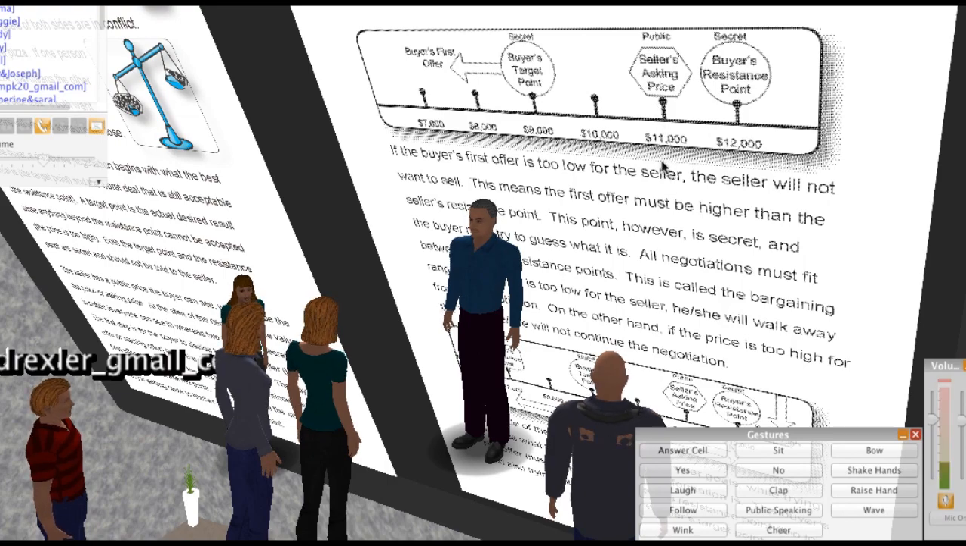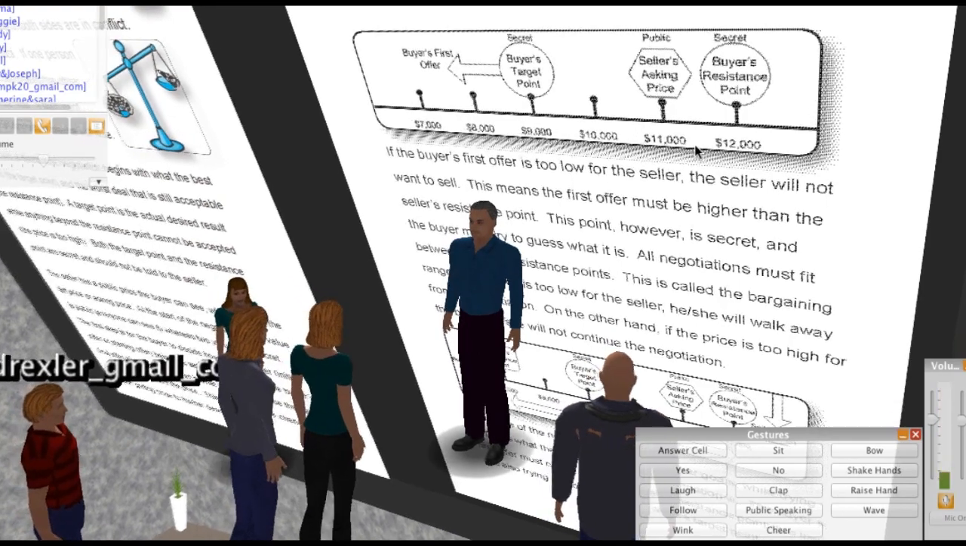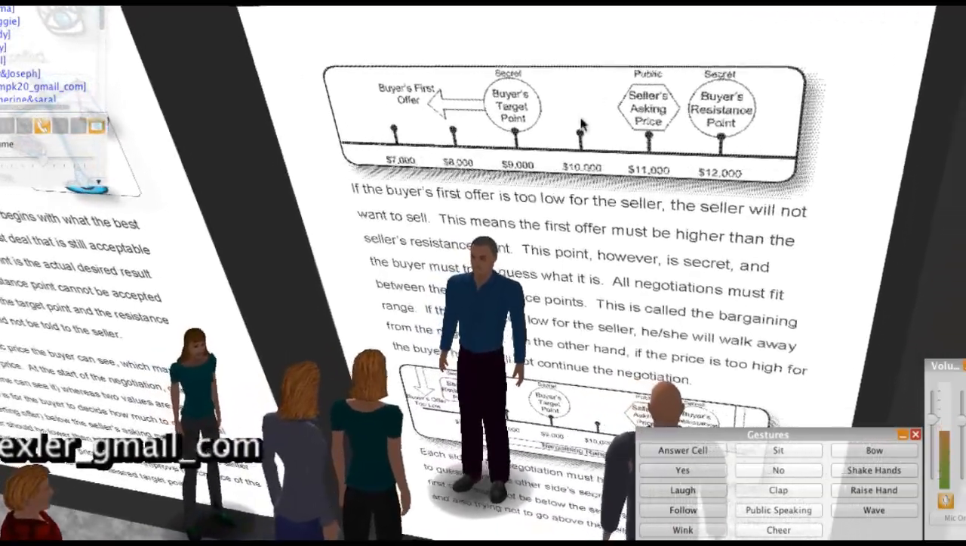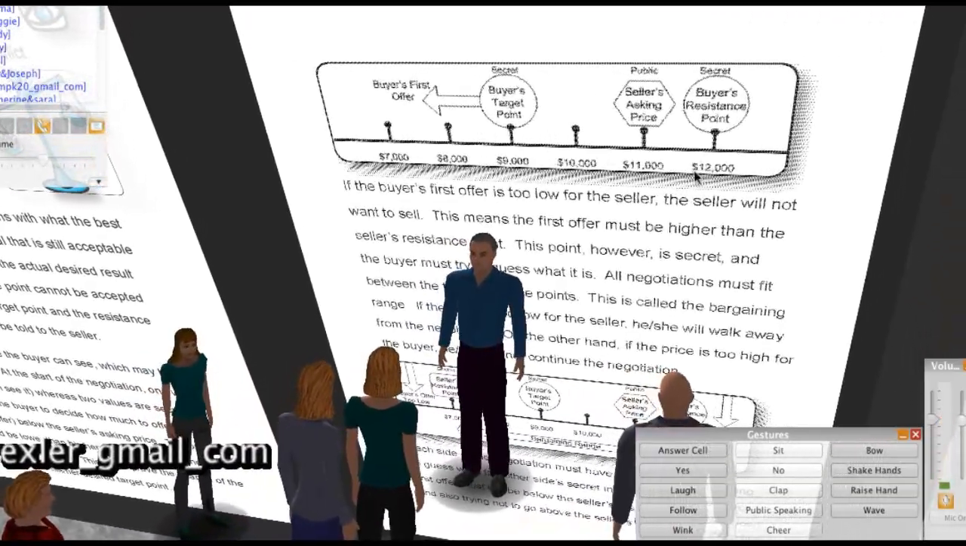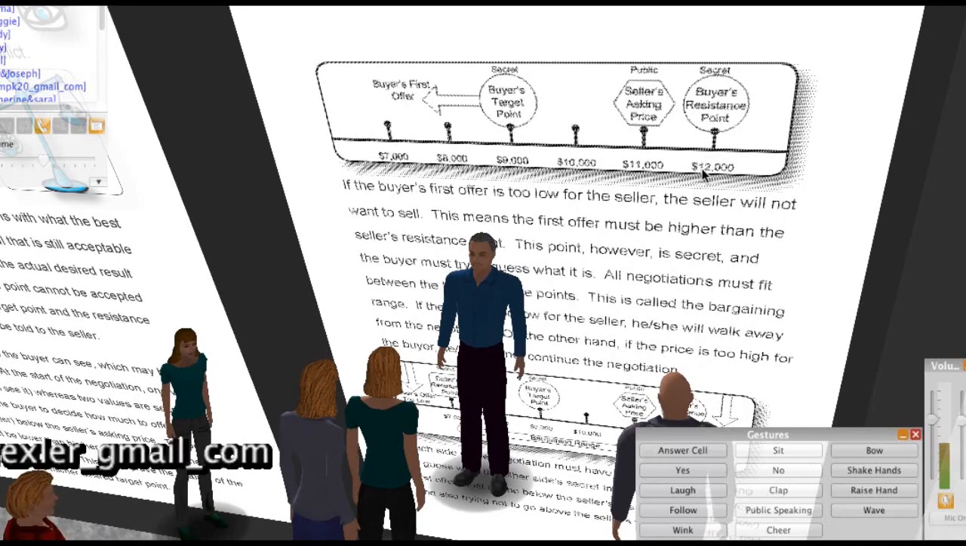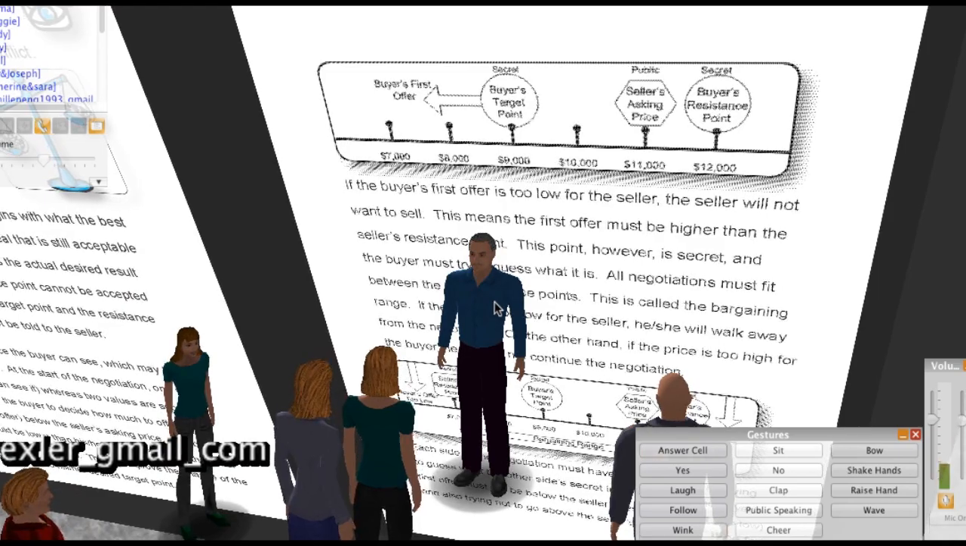Now, the list price is $11,000 in this example. That's the seller. The buyer has a resistance point of 12,000. He cannot go higher than 12,000. And his target is 9,000. So he would like to be 9,000 or lower. Lower would be better, right? How much lower? More lower is more better, right? Zero would be great. Of course, that's not possible. And how did he make 9,000? It was his goal package.